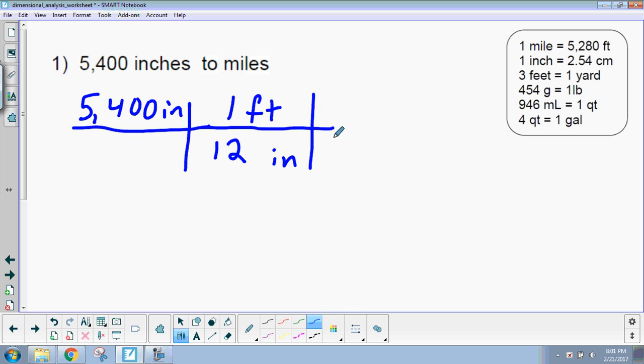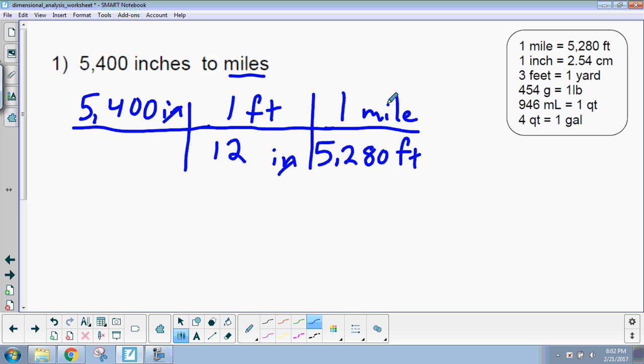And guys, when you set these tables up, you're always putting the equivalent things on top of each other. Because 1 foot is the same thing as 12 inches. I have inches on top, inches on bottom, therefore those cancel. I still have feet. I'm still trying to work to miles. I can make that conversion. So I'm going to put 5,280 feet on the bottom. The equivalent of that is 1 mile. I have what I want. The feet cancel because there's one on top, one on the bottom. And I'm simply going to multiply this across using my calculator.